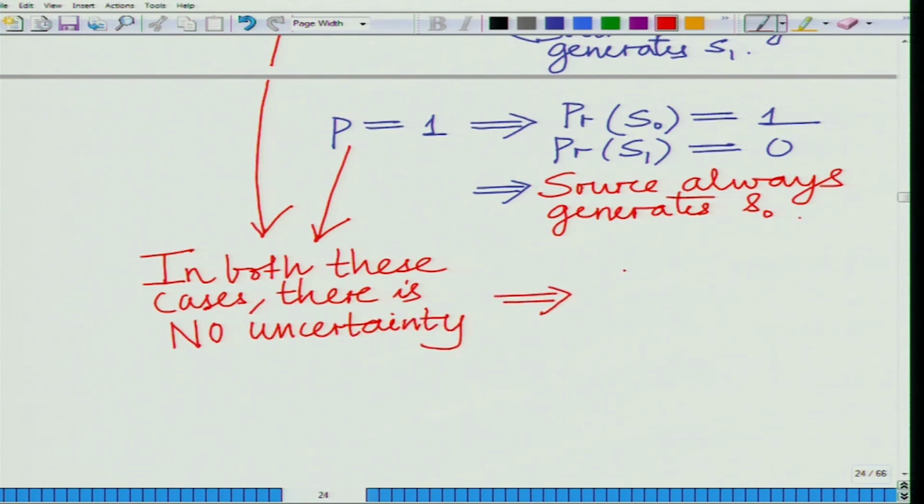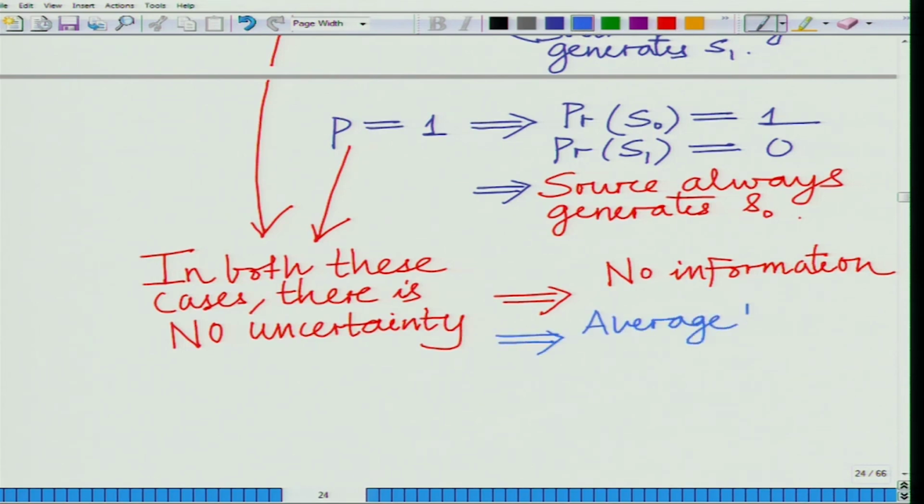This implies no information, or that information content is 0. Okay, implies the average information per symbol is equal to 0.